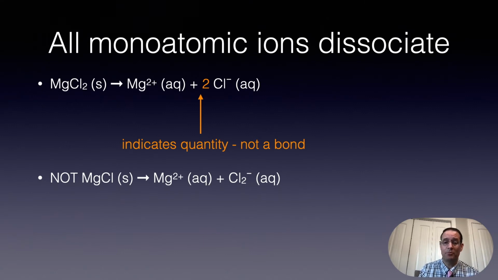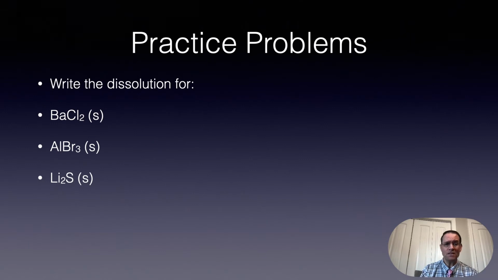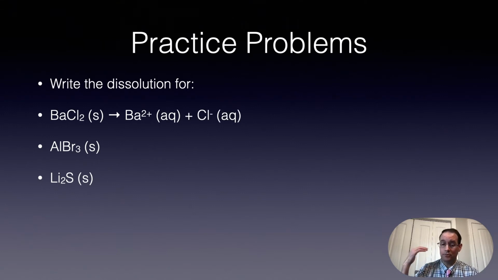We'll see some sample problems now. So let's write the dissolution for barium chloride, okay? So barium chloride, when it dissolves, forms barium ion. Look in your periodic table, barium's in group 2, so it has a +2 charge. And then chloride is group 7, okay? It has a -1 charge, so we write Cl-.